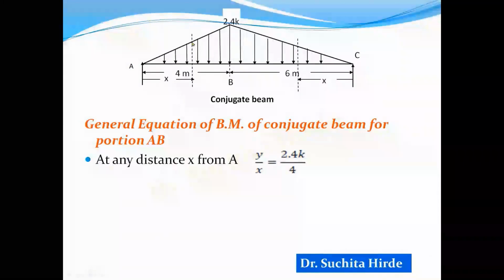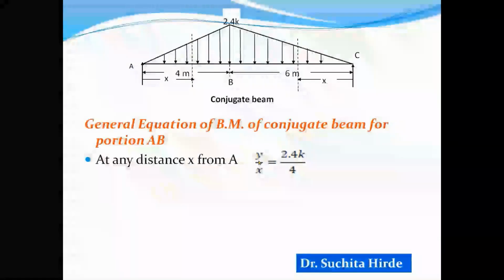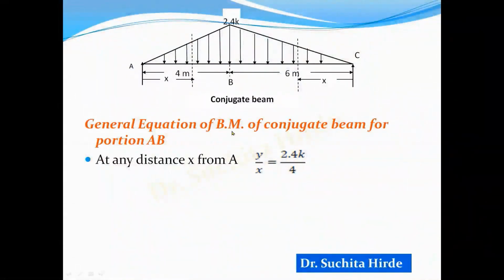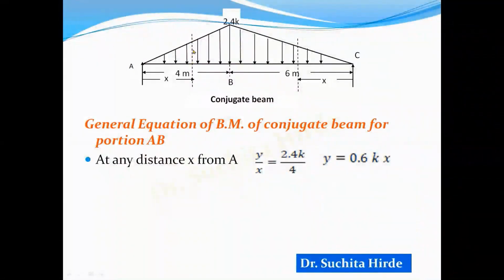First of all, we will calculate what this y is. Suppose this distance is y at any distance x, then by proportionality of triangles, we can write y upon x is equal to 2.4 K upon 4. So from this we get y is equal to 0.6 Kx.